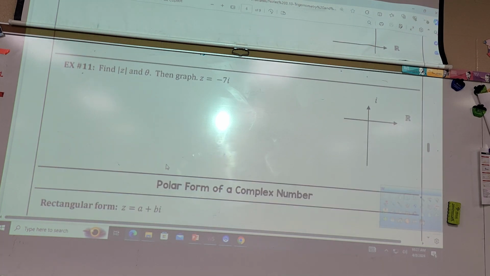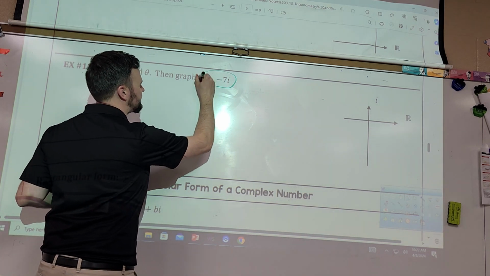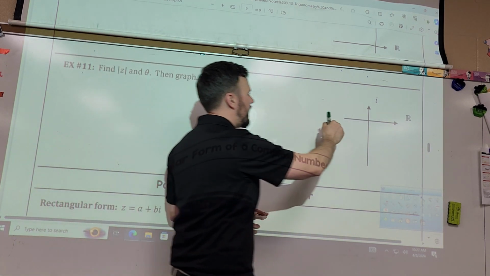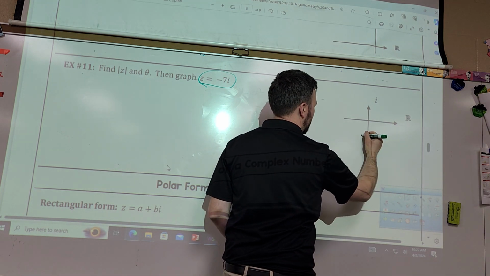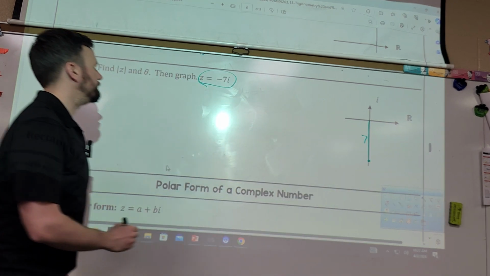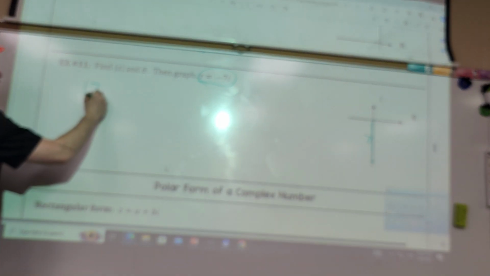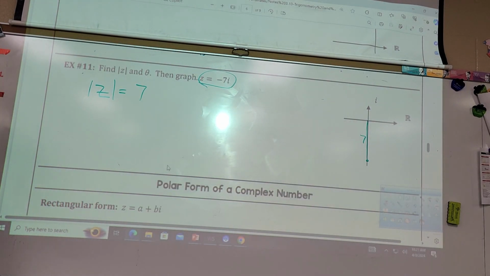Yeah. Okay. Let's graph this beast. This one's going to be even easier, y'all. Do you believe me? No. All right. Z is negative 7i. How far do I go left or right? None. I go down 7. All right. What's my length of Z? 7. Because it's a straight line, right?